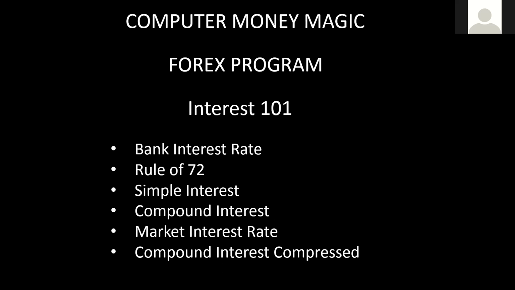Today we're going to talk about Interest 101. Our agenda is going to be bank interest rate, Rule of 72, simple interest, compound interest, market interest rate, and then we're going to talk about compound interest compressed.